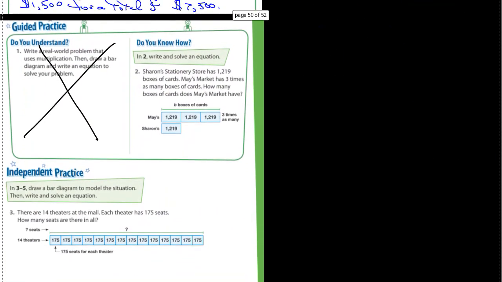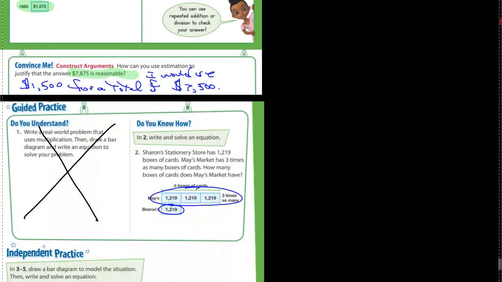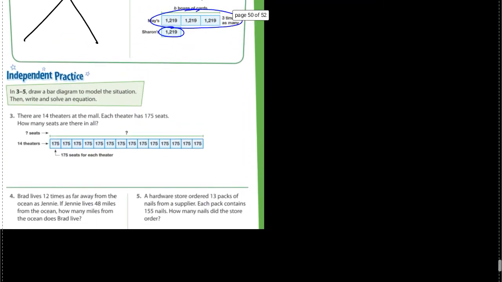Number two, write and solve the equation. Sharon's stationery store has 1,219 boxes of cards. May's Market has 3 times that. How many boxes of cards does May's Market have? And so you can see the bar diagram they did there. Here's Sharon's, and then May's Market has 3 times that, so they just did 3 boxes, and you need to solve that. It's going to be 1,219 times 3. Pretty self-explanatory there. All right, down at the bottom, independent practice.